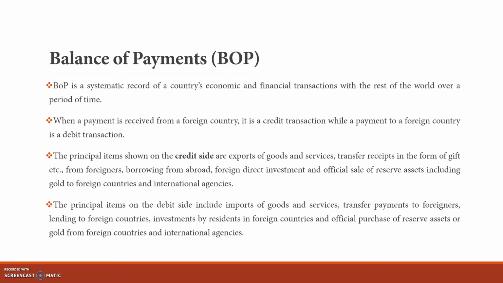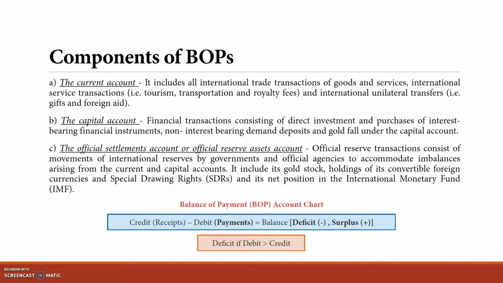Then lending to foreign countries. That is, if we are receiving money from foreign countries, it is an income. If we are lending to foreign countries, it is a debit side. We are not able to get it as an income. So investment by residents in foreign countries and official purchase of reserve assets or gold from foreign countries and international agencies. So these are the items which we will take into account in the debit side.